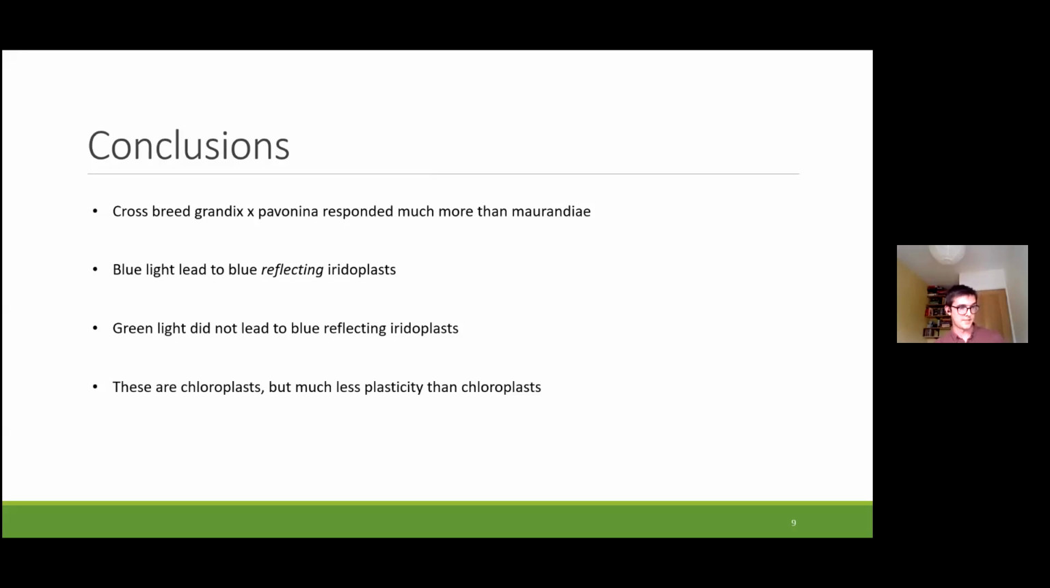Also for GXP, the iridoplasts in the blue light group showed the strongest, clearest structural change, but interestingly, they appeared to be reflecting blue light in a blue light supplied group. So this could mean that they were maybe prioritizing photoprotection. It was also interesting that the green light did not cause there to be more blue reflecting iridoplasts, even though from the modeling, we think that those would absorb green light most efficiently. I should add that these monochromatic light groups and the control groups were at really low light levels, so they were in shade conditions.